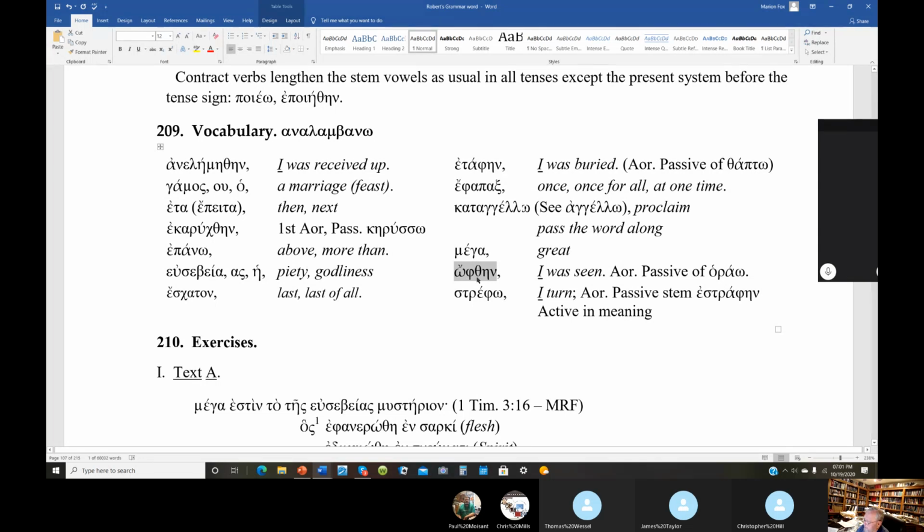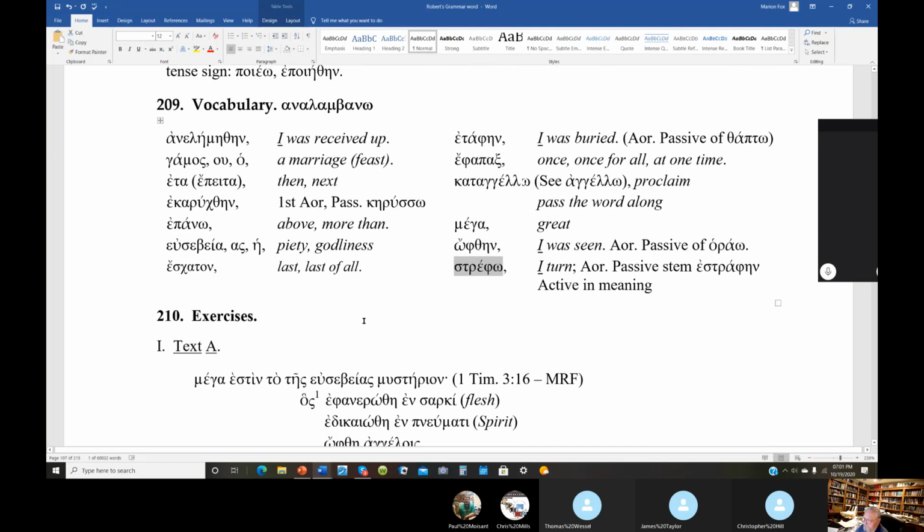Ophthe, and I've seen this from horao. I think this is also irregular, right? And of course, strepho, we went through it in detail. It's irregular as well. Any questions? And what was that word that I didn't have in there? I'll check it. Caruso, I'll make sure I fix it later, okay? All right, any questions anyone has?